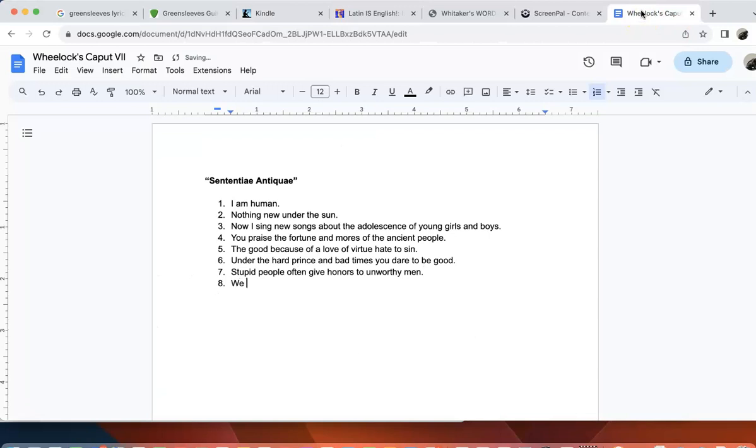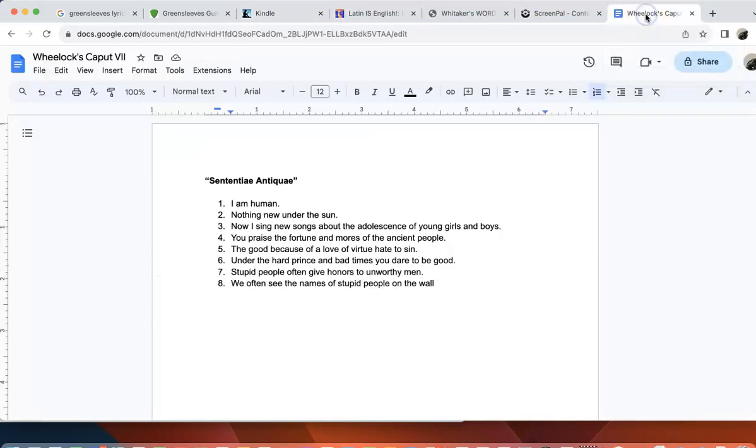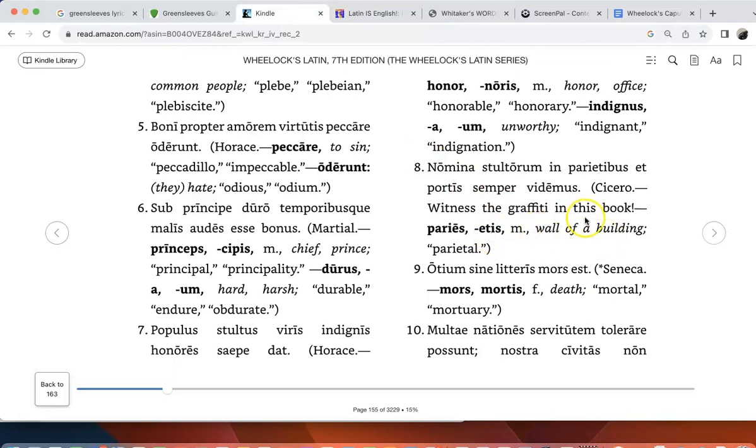So we often see the names of stupid people on the wall. Do they have that in the plural here? Let me see. The wall of a building is what they're saying here. So we'll follow that, fair enough, on the wall of a building and gates. Notice the Google Doc doesn't like this grammar, but we're going to follow what they have here. So we're going to go with wall of a building.